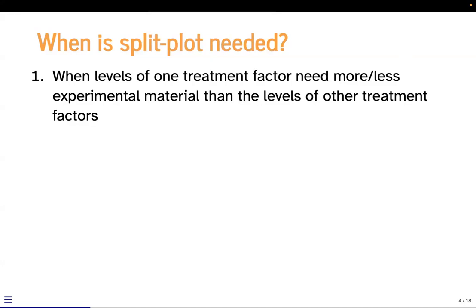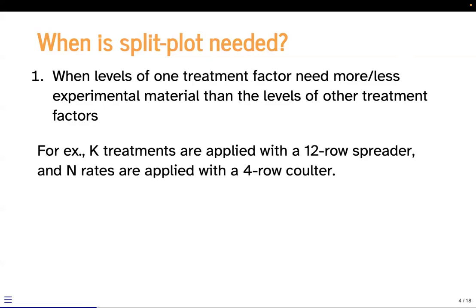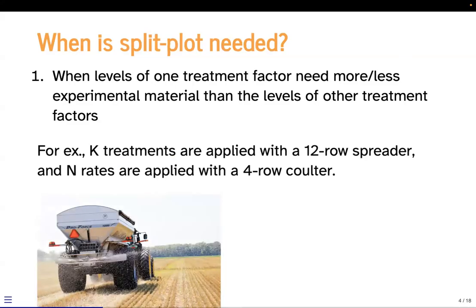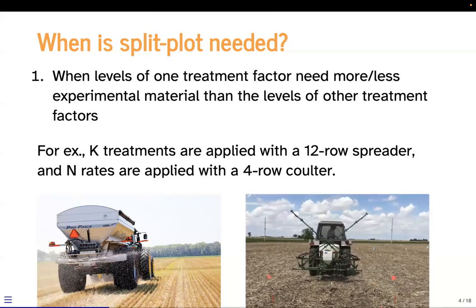Let's put this into an example to visualize this. So let's say in our case, we have potassium and nitrogen rates. Let's say that the way that we're applying potassium, we're using a 12-row spreader. So it's a spreader that spreads that dry fertilizer on a swath of 12 rows. But then we apply nitrogen rates with another piece of equipment. I used a different picture from the text, but this case here is a sprayer that we're just spraying the liquid fertilizer on top on 4 rows. So we're applying potassium on 12 rows, nitrogen on 4 rows. So we're using different amounts of space to apply both of those treatments.